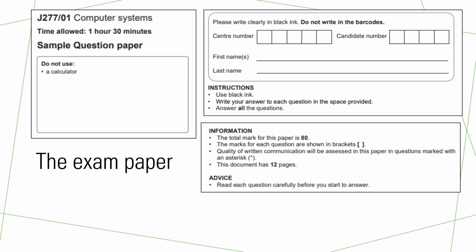Obviously, as you can see, you put in your first name, last name, centre number and candidate number, and it does say use black ink. You also need to make sure that you don't write in any of the barcodes because the exam papers are scanned in and you don't want any pages to go missing.